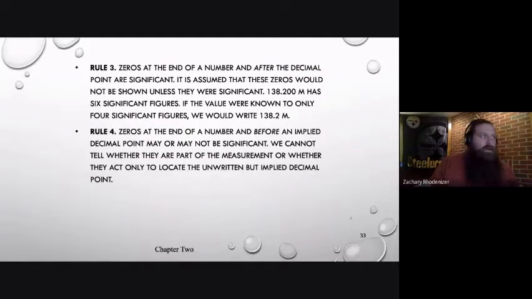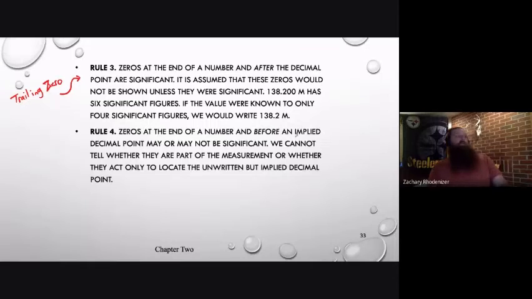Rule 3 talks about trailing zeros, okay? So rule 3 is our trailing 0 rule, okay? And it says that if you have zeros at the end of a number and the big key here is and, after the decimal, then they are significant. And the reason that they have to be after the decimal is because we just talked about making measurements, and we know that if there are a bunch of digits after the decimal, then they're there for a reason.